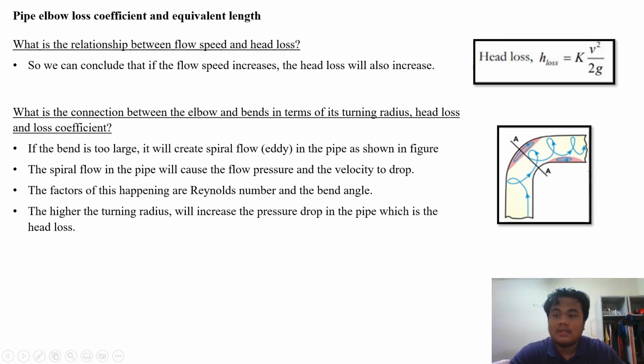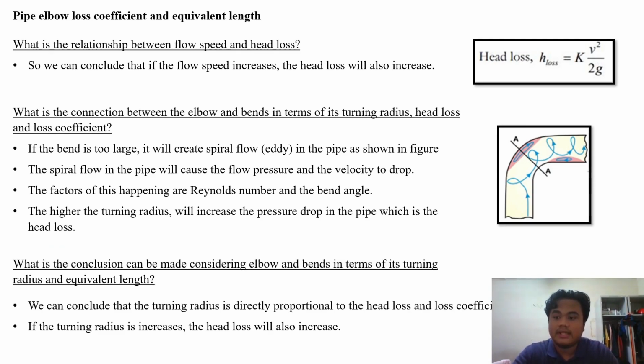If the bend is too large, it will create a spiral flow eddy, which you can see from the picture. The spiral flow in the pipe will cause the flow pressure to drop and the velocity to drop. The factors of this happening are the Reynolds number and the bend angle. A higher turning radius will increase the pressure drop in the pipe, which is the head loss.